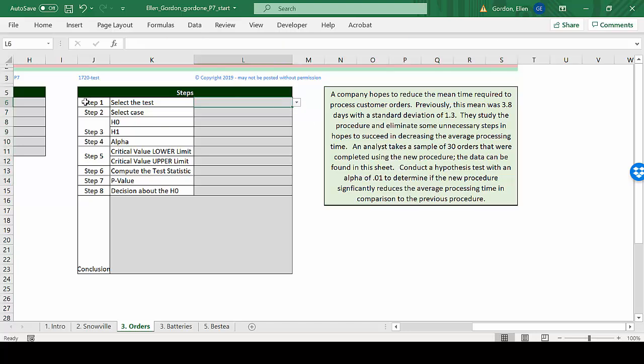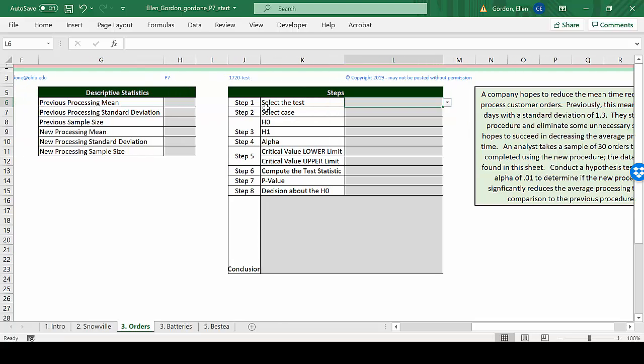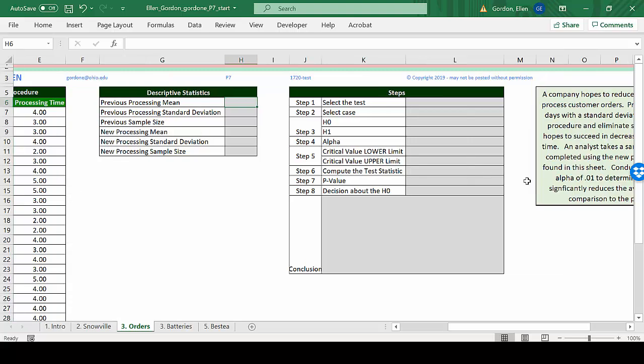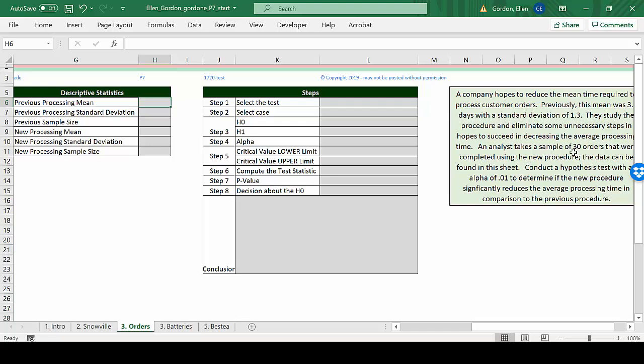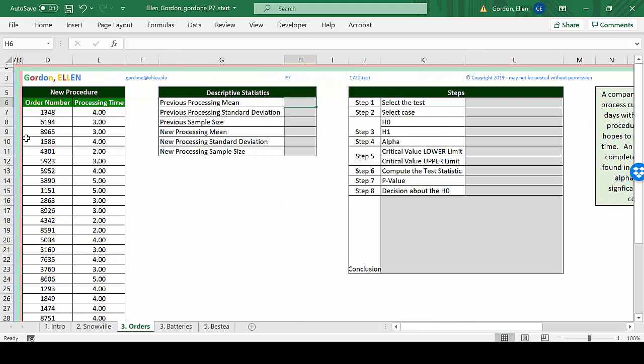Remember, the first step is to select the test, or to identify the appropriate statistical test. A lot of times it's easy to do that if you complete the descriptive statistics table. According to the research description, there was a sample of 30 orders that were completed using the new procedure. So the new procedure is our sample. So this sample data is the new procedure. So we can use Excel functions to determine those statistics.